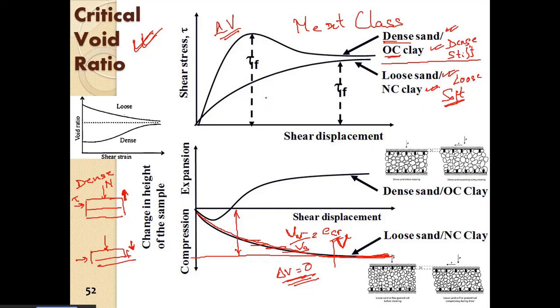Similarly, when there is a dense sand and we shear the dense sand, initially of course there will be some amount of compression, very slight compression. So there will be some elastic or shear deformation within the particles or some rearrangement, all right. And then as soon as it gets sheared, as soon as the particles start rolling over each other, we will have an expansion.